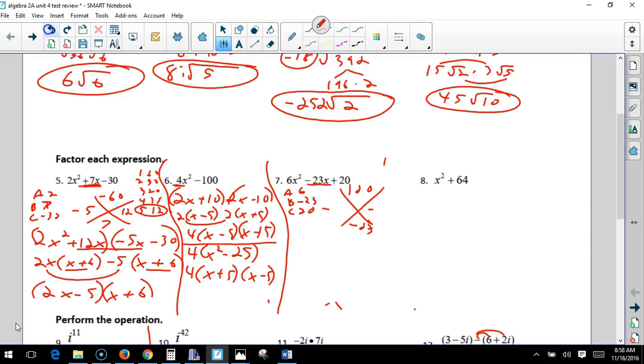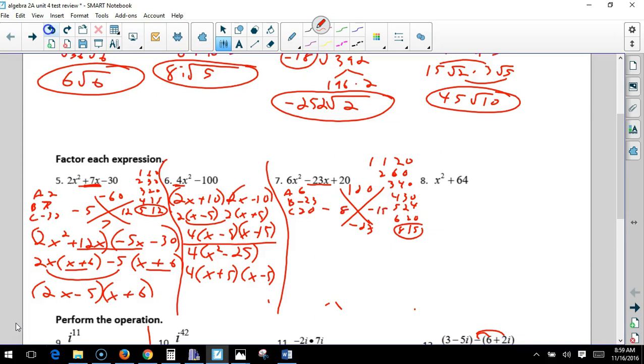So I start looking at my numbers, 1 and 120, 2 and 60, 3 and 40. I'm just using the calculator if I need to. 4 and 30, 5 and 24, 6 and 20, 7 doesn't work, then you have 8 and 15, and there's your winner.